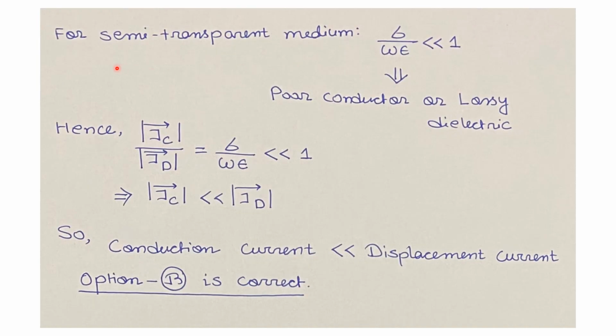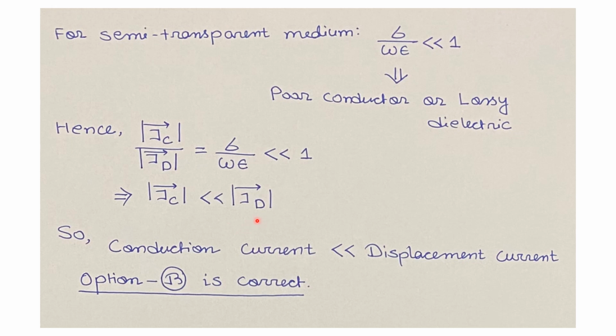Now as we are given the medium as a semi-transparent medium, for that we have the condition that sigma by omega epsilon is very less than 1. This actually implies that the medium is a poor conductor or lossy dielectric. Now if we implement this condition in the expression of the ratio of JC vector and JD vector, then we will get mod of JC vector divided by mod of JD vector equals sigma by omega epsilon, which is very less than 1. So this implies that mod of JC vector is very less than mod of JD vector.